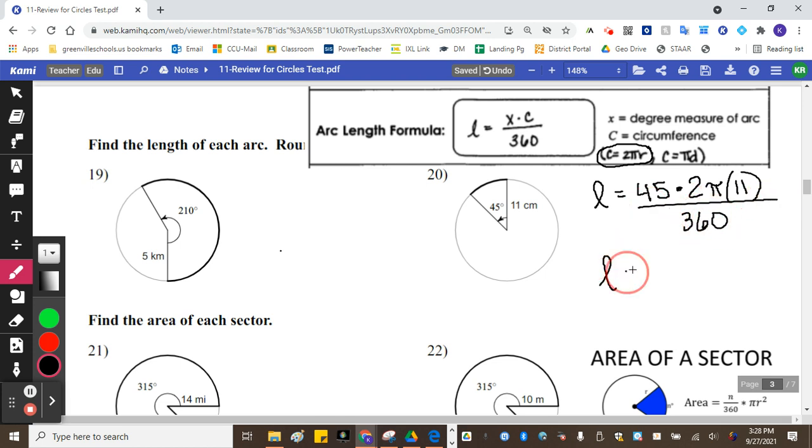I just plug all that into the calculator at once. If you do it in sections, you're more likely to mess up.